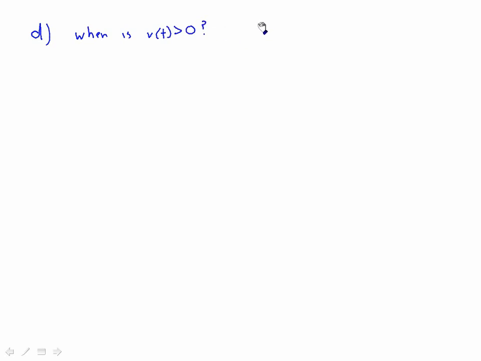So we take that equation that we had representing the velocity, 3t squared minus 12t plus 9, and we set it up as an inequality, greater than 0. So 3t squared minus 12t plus 9 is greater than 0. And this is where we use interval analysis on it.